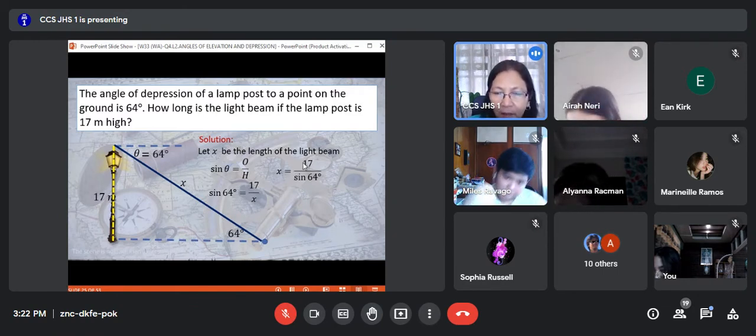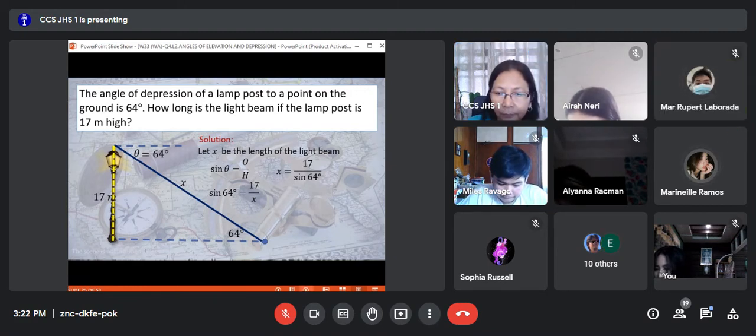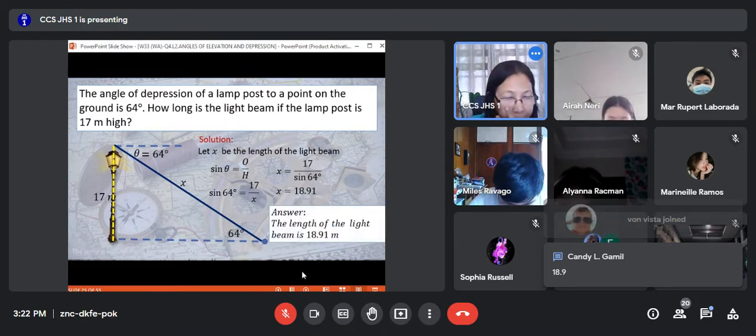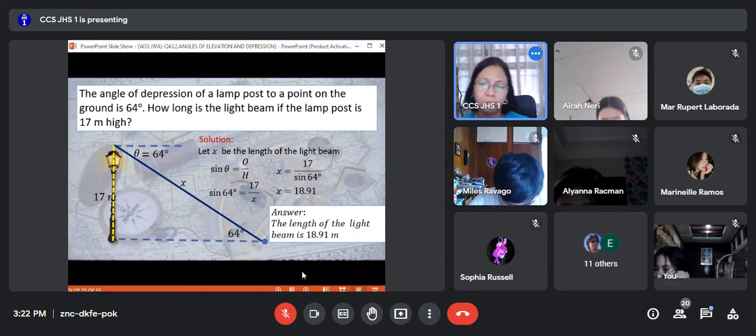Calculator. 17 divided by sine 64 degrees. Check. 18.91. So the length of the beam is 18.91 meters.